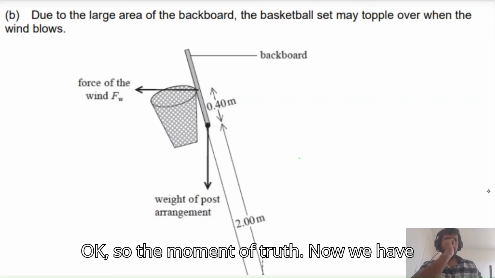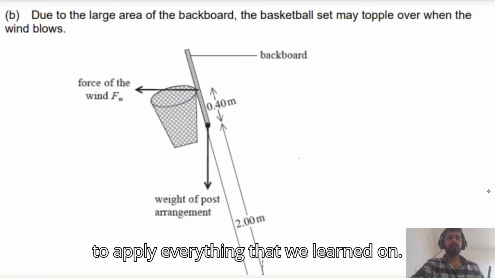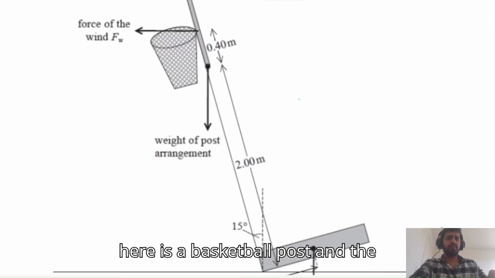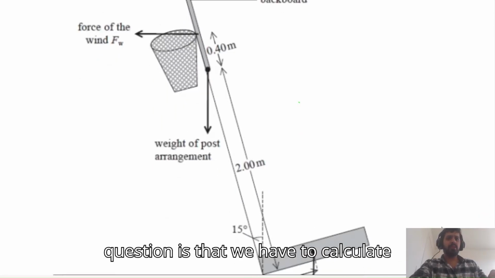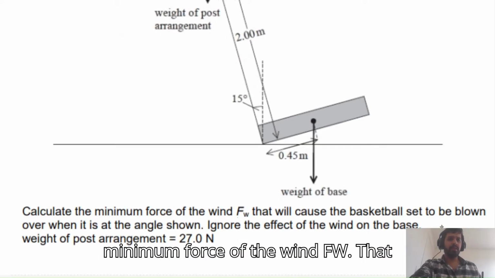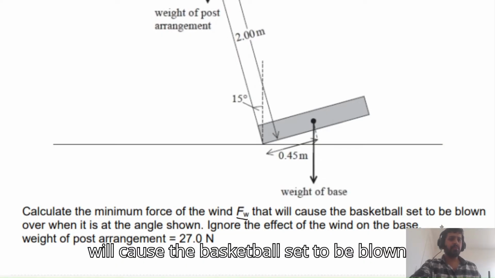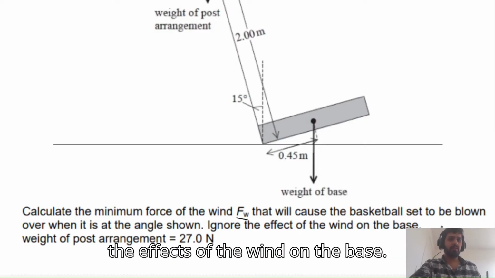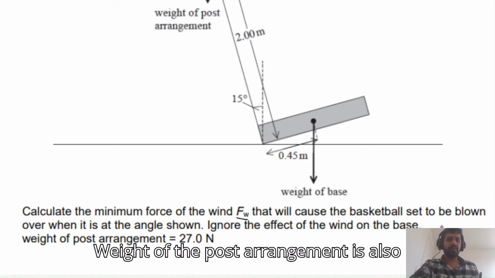Okay, so the moment of truth. Now we have to apply everything that we learned to solve this question. So what we have here is a basketball post, and the question is that we have to calculate the minimum force of the wind, Fw, that will cause the basketball set to be blown over when it is at the angle shown. Ignore the effects of the wind on the base. The weight of the post arrangement is also given.